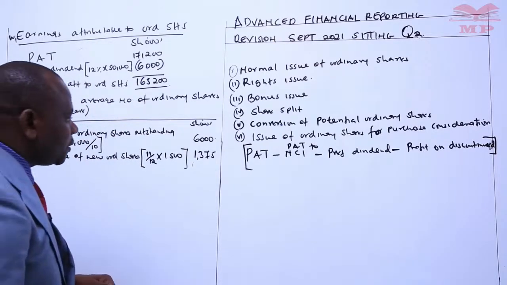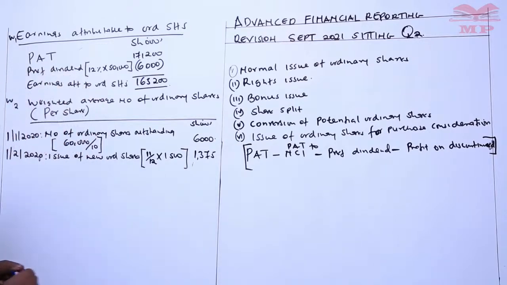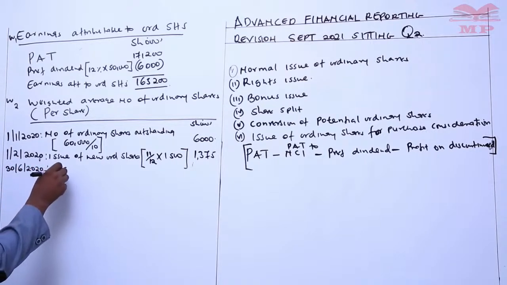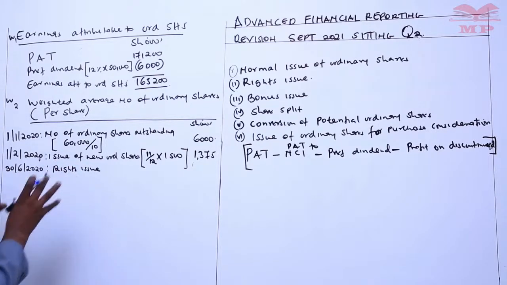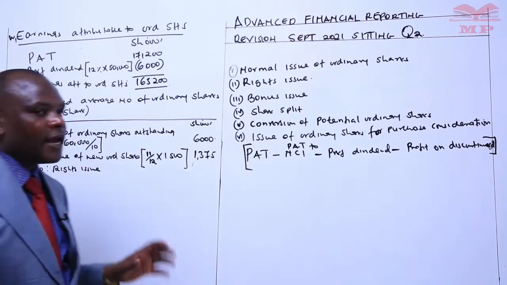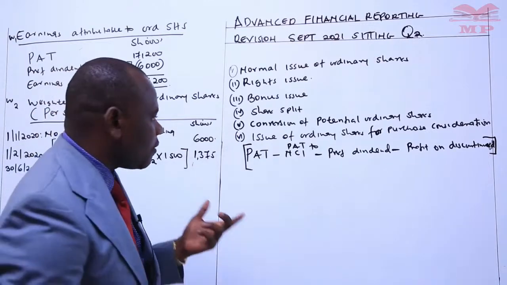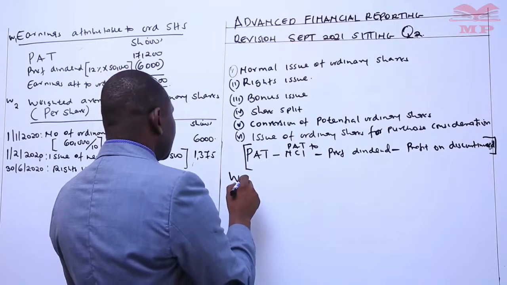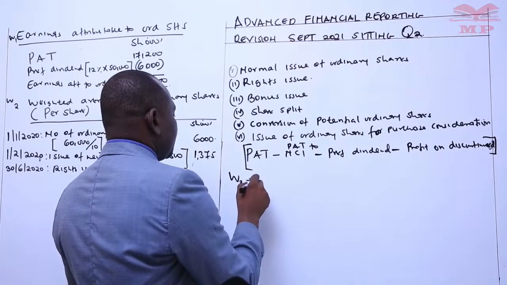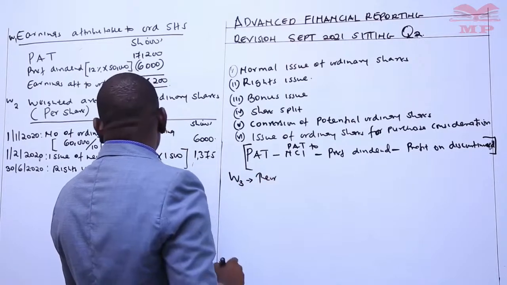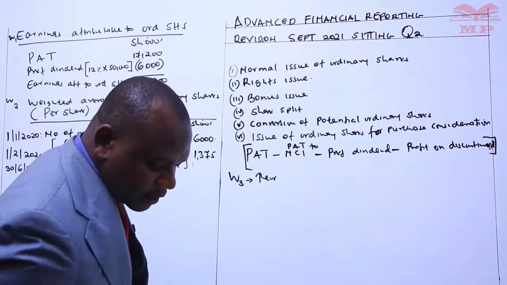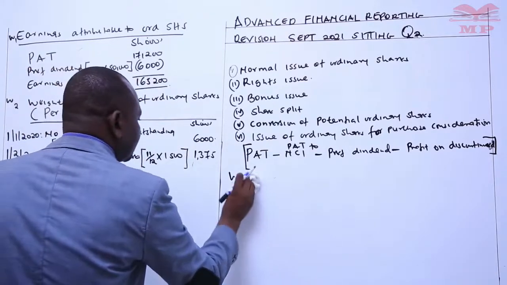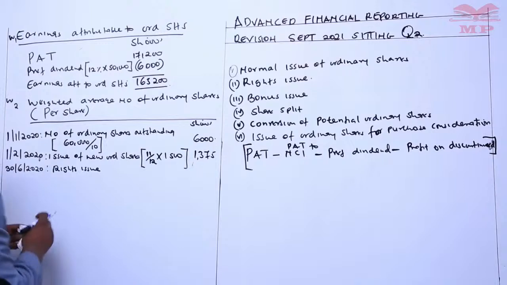So how do we get the theoretical ex-right price? Before I get it, we can write that by 30th June 2020, there was a rights issue. So we have to deal with the rights issue. And whenever we have a rights issue, we must determine the theoretical ex-right price. So working 3 here, theoretical. Maybe I can just determine it here so that we avoid having many workings. So theoretical ex-right price.